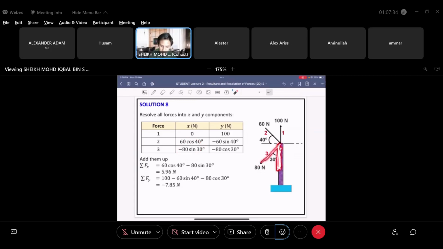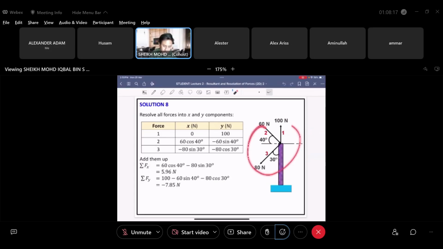And then both are negative, because in the x direction it's going to the left, it's negative, and in the y direction it's going down, also negative, right? So after you have organized them into this table here, just add them up. So the sum of Fx, add this one up, it's 5.96 Newton. All right. And in the y direction, add them all up, you will have minus 7.85 Newton, right? So now you have the sum of force in the x direction and the sum of force in the y direction. Now you can calculate the resultant force for this one, right?